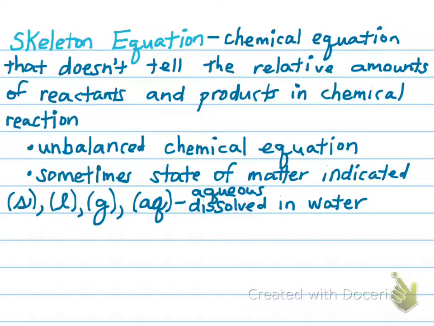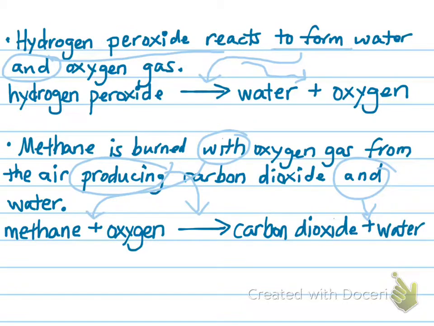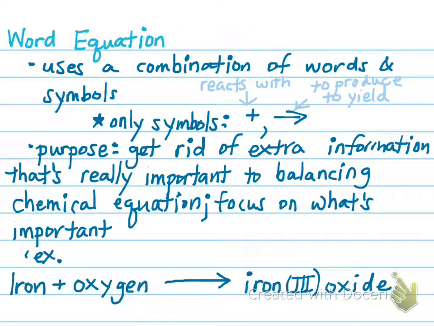When we get to the last section of Chapter 8 and we start to talk about net ionic equations, then you will be required to have your state of matter. But for the most part, I don't care whether or not there are states of matter in your skeleton equations and in your balanced equations. So again, we want to look at the example that we were doing. We're going to go back to this first example: iron plus oxygen yields iron 3 oxide.